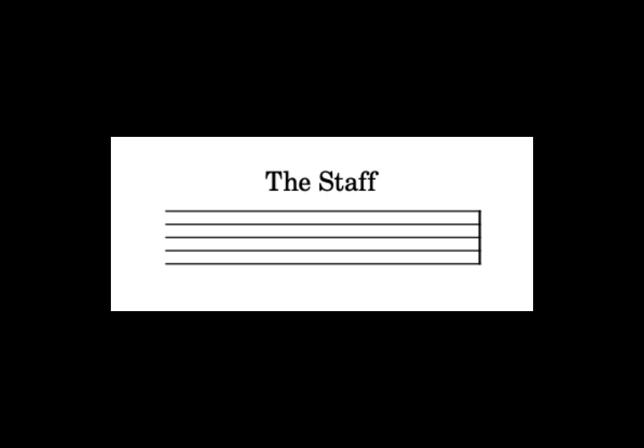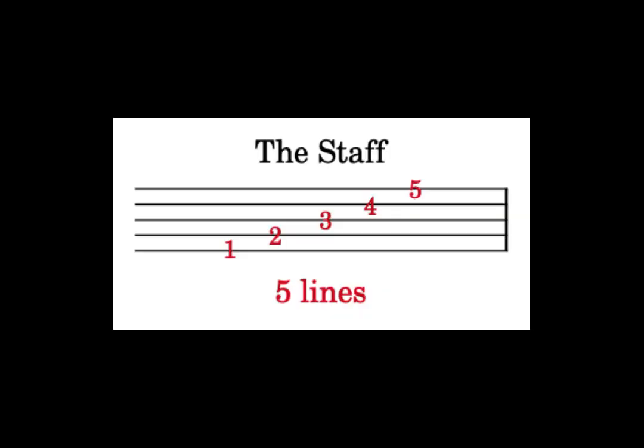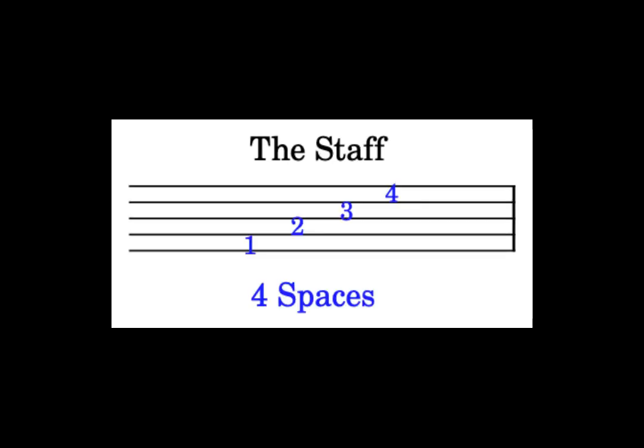This is the staff on which we write notes. The staff has 5 lines and 4 spaces, each of which represent a different musical pitch. Here are the 5 lines of the staff, which we count from bottom to top. Here are the 4 spaces of the staff, which we also count from bottom to top.